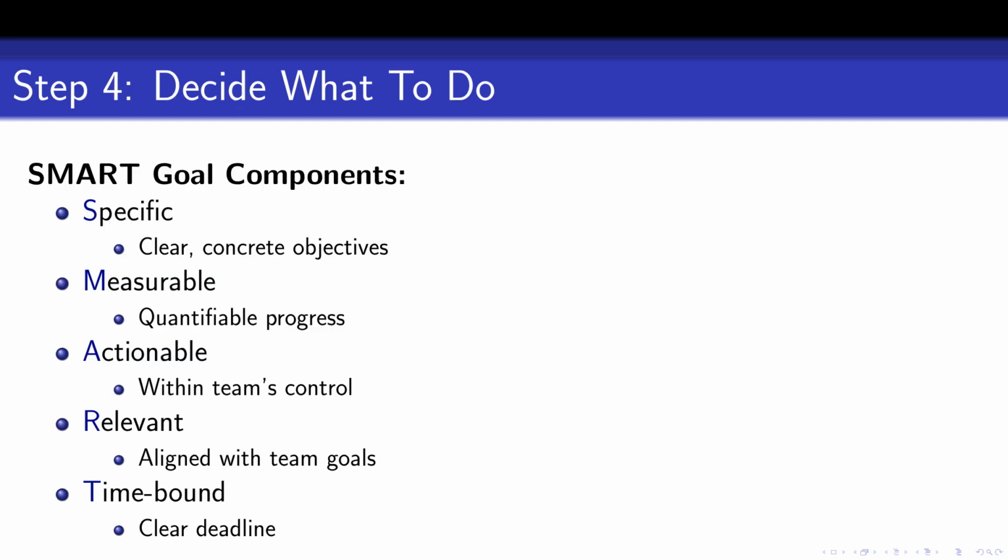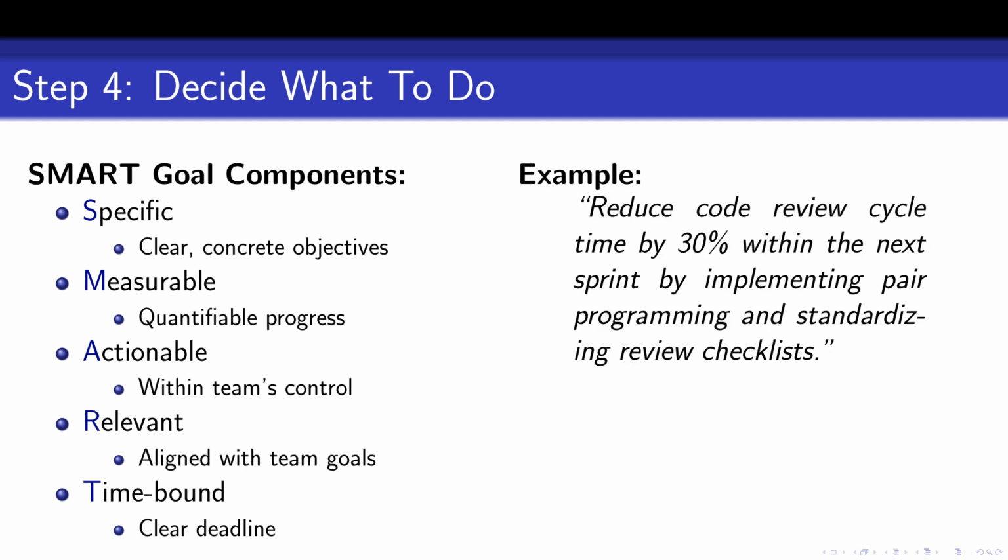Once we have insights, we decide what to do next. This is where SMART goals come in: specific, measurable, actionable, relevant, and time-bound. A good example of a SMART goal might be: reduce code review cycle time by 30% in the next sprint by implementing pair programming and standardizing review checklists. Clear goals like this help turn insights into action.